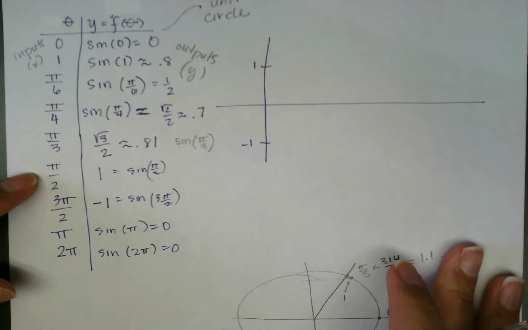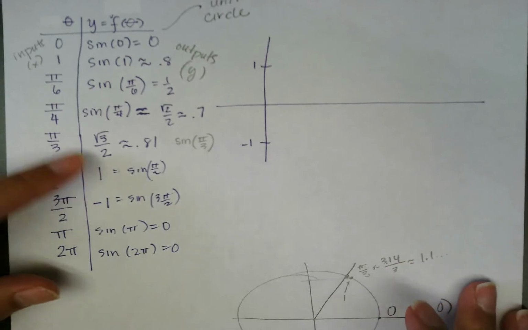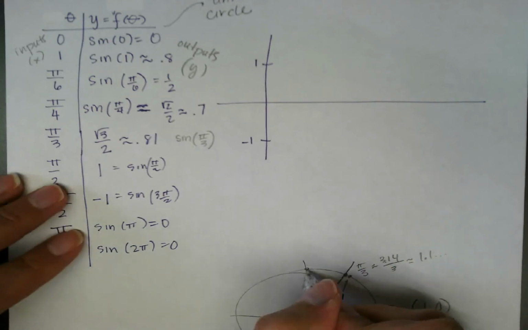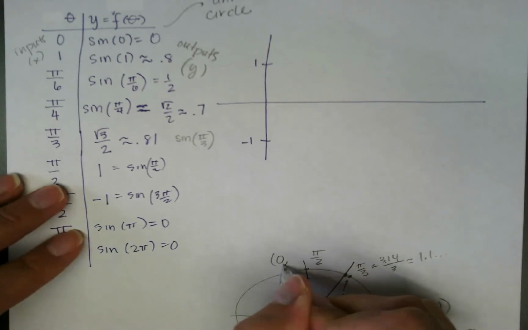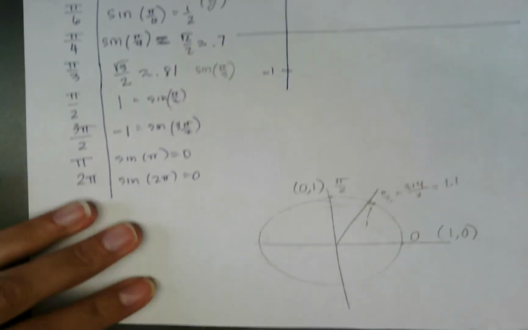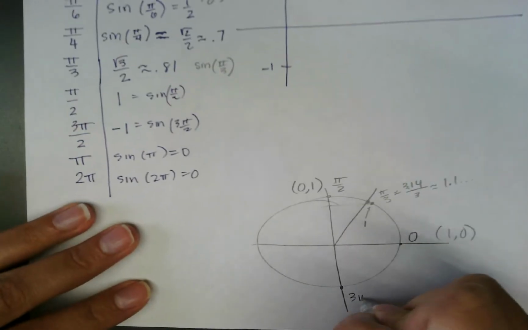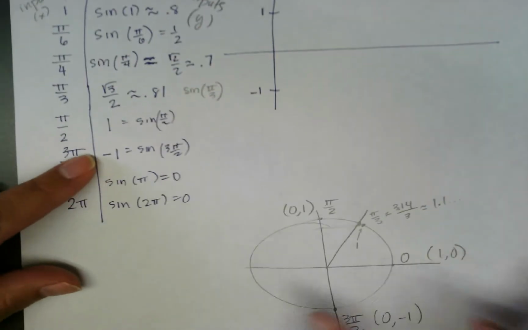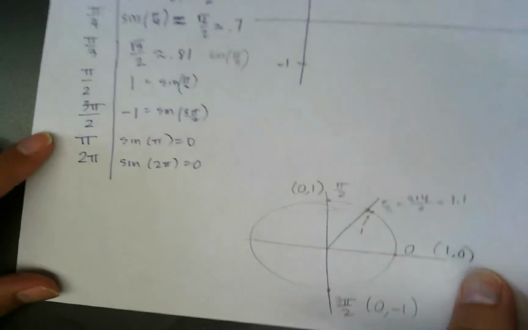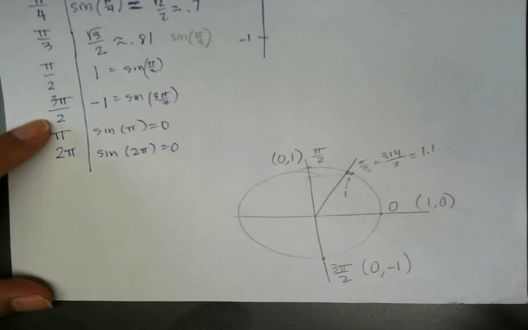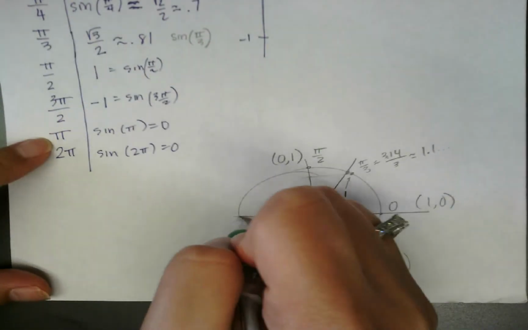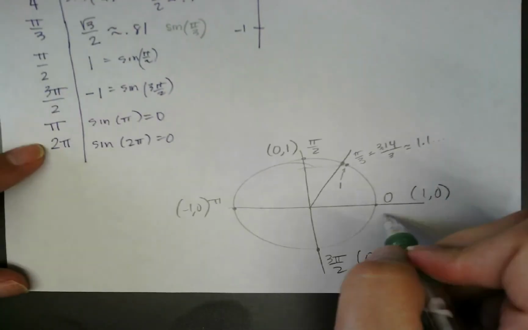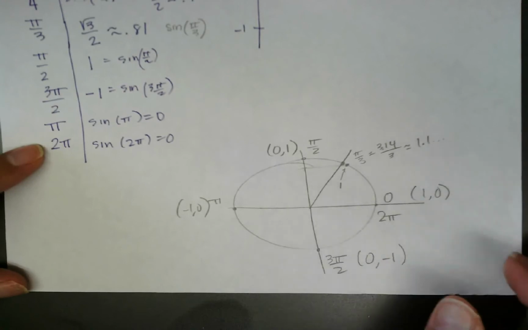Sine of pi over 2, that's 1. Sine of 3 pi over 2, it's negative 1. Pi over 2 is here. What's my sine value there? It's the y. 3 pi over 2, what's the y? Negative 1. Sine of pi. There's pi. What's my sine value? 0. Sine of 2 pi. What's my sine value? 0.